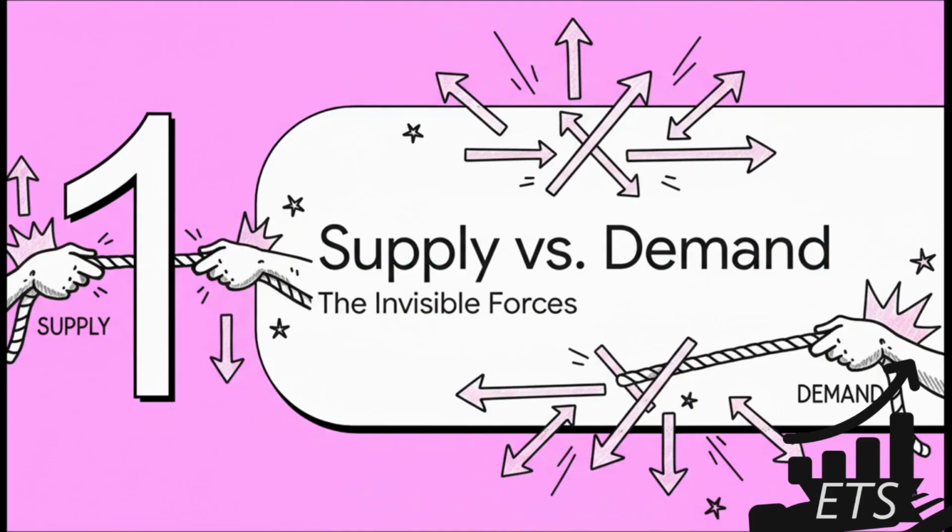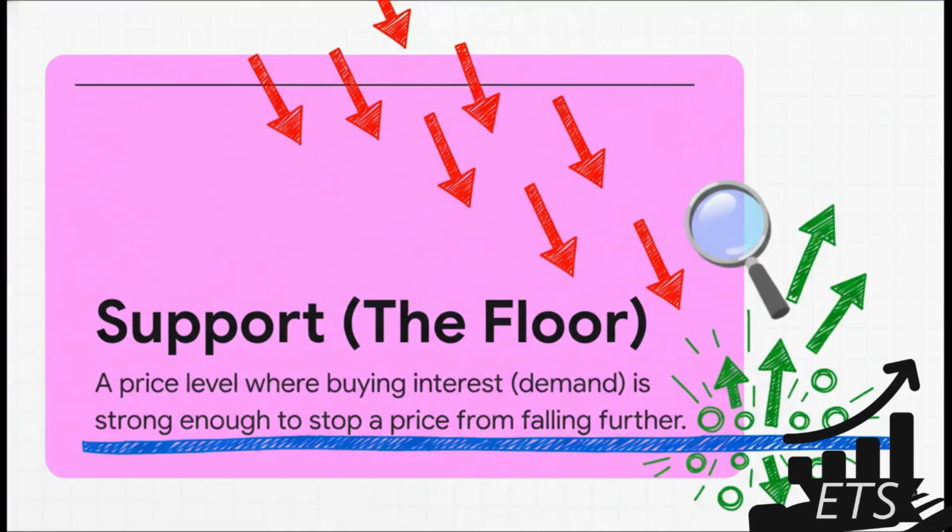Well, it's pretty much the oldest story in economics. It's that constant tug of war between supply and demand. Let's start with the floor, which in the trading world we call support. So imagine a stock is falling. As that price gets cheaper and cheaper, more buyers start to get interested. They see a bargain. At a certain point, that's our support level, so many buyers jump in that their demand completely overwhelms all the selling pressure. The sellers run out of steam, and the price, well, it has nowhere to go but up.